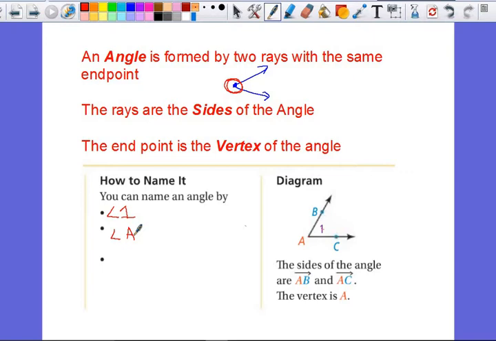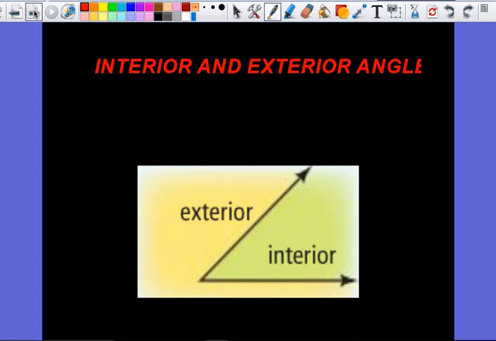The last one actually has two ways of naming it. The key is you have to use the vertex in the middle when you're naming it this way. So we can name it two ways. We could call it angle BAC, or we could call it angle CAB. Either one of those would work as long as A has to be in the center, because that is your vertex, all right? If you do not have the vertex in the center, you've named it wrong from the get-go, okay?